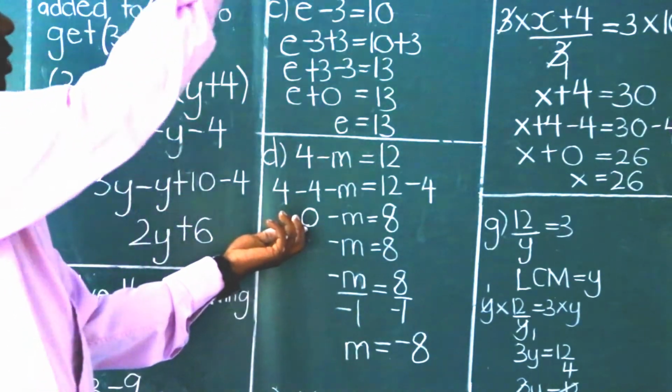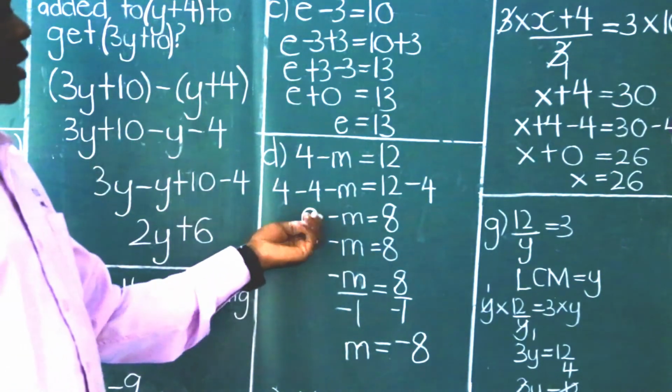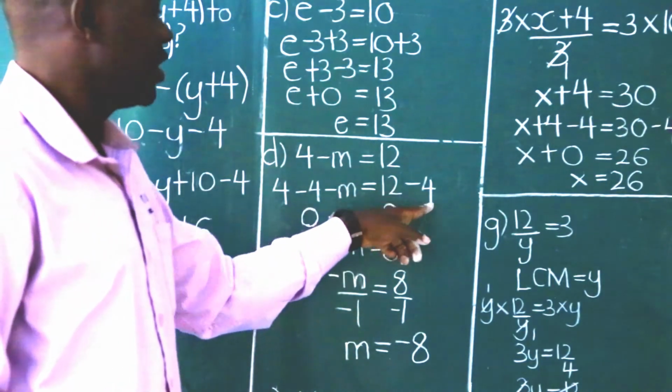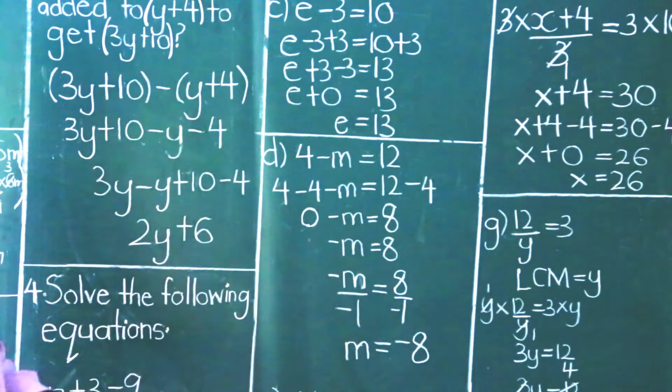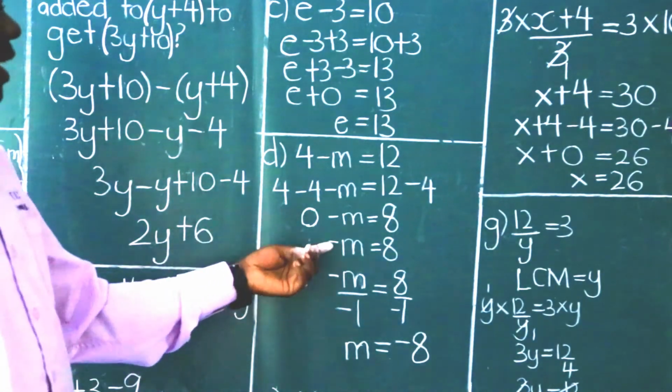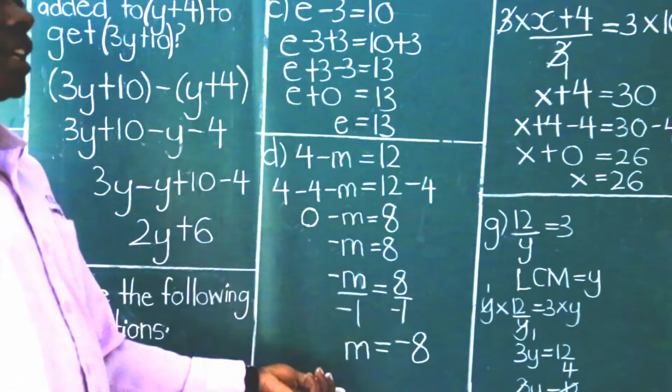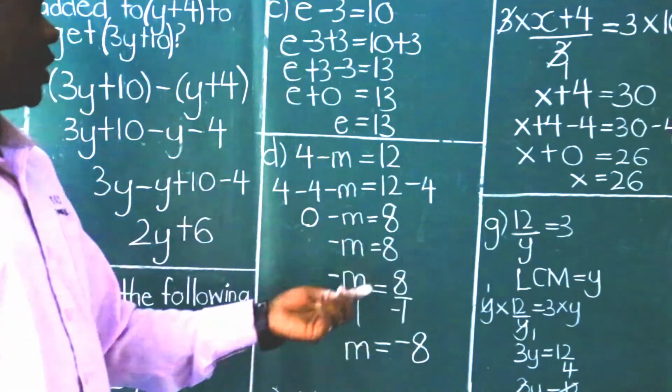The value of 4 is on the other side. And now we've got 0 minus m is equal to 8, which comes from the difference between 12 and 4. And now 0 minus m is a negative m, which is equivalent to 8.